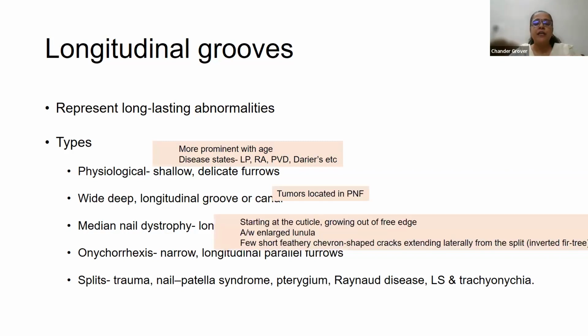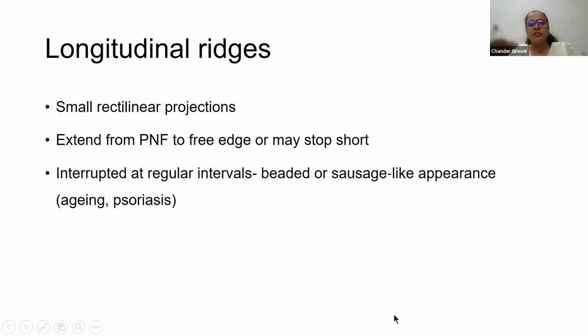Median nail dystrophy is associated with an enlarged lunula. We call them chevron-shaped cracks or the inverted fir tree. Onychorrhexis is the appearance which is also likened to being scratched by an awl. Like when you're preparing the field for putting in seeds, you scratch the whole surface with the help of an awl. So that is onychorrhexis. And of course, the splits, you understand, have multiple causes.